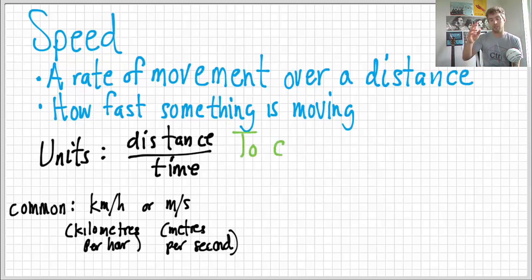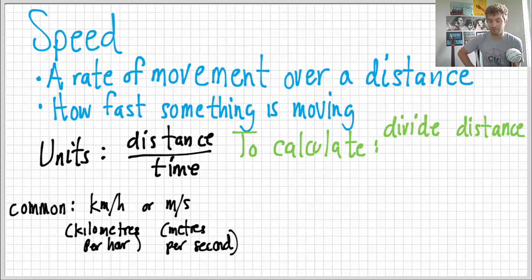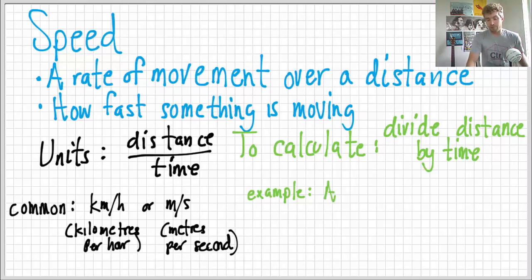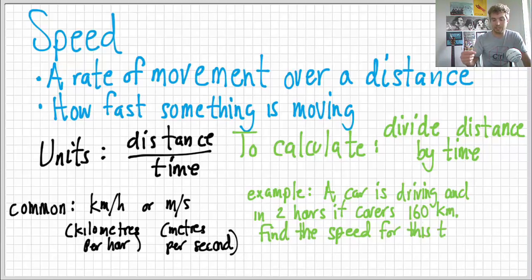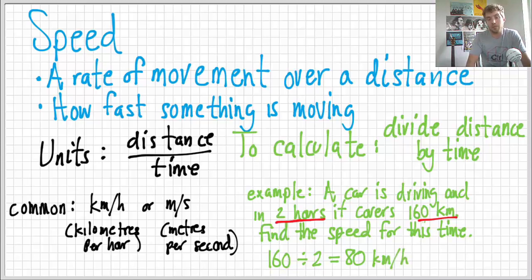To calculate speed, you do pretty much exactly what the units imply. You divide the distance by the time. For example, if a car is driving and in 2 hours it covers 160 kilometers and we need to find the speed, we will divide that distance by the time. So the distance is 160 kilometers, the time is 2 hours. 160 divided by 2 is of course 80, and that was kilometers divided by hours, so kilometers per hour. All right, pretty simple.